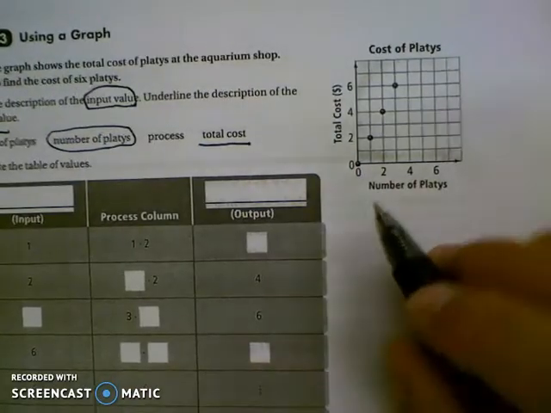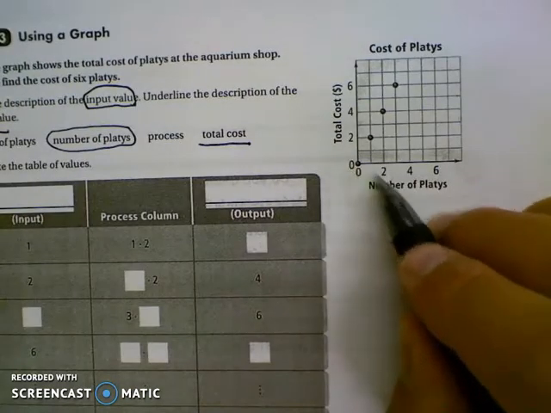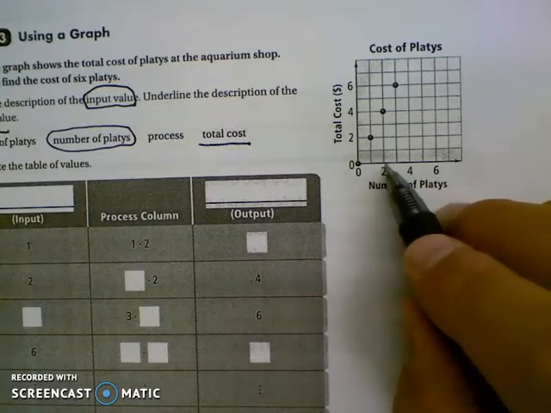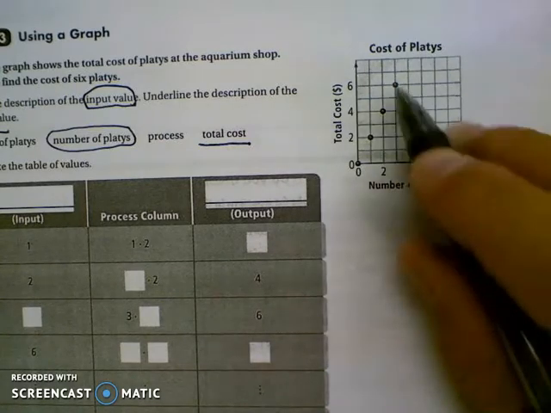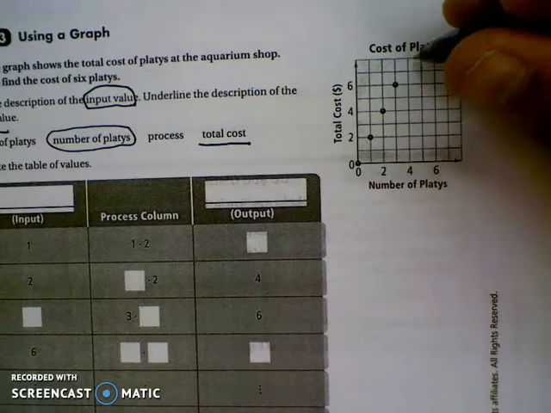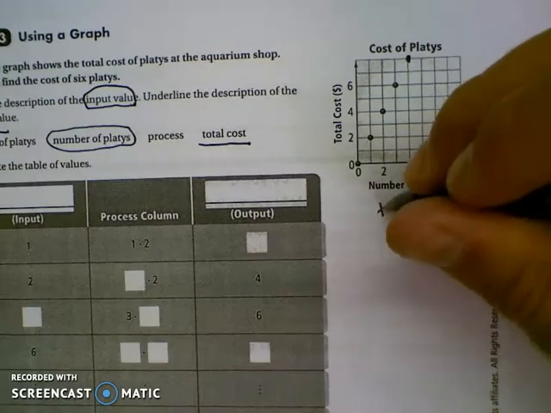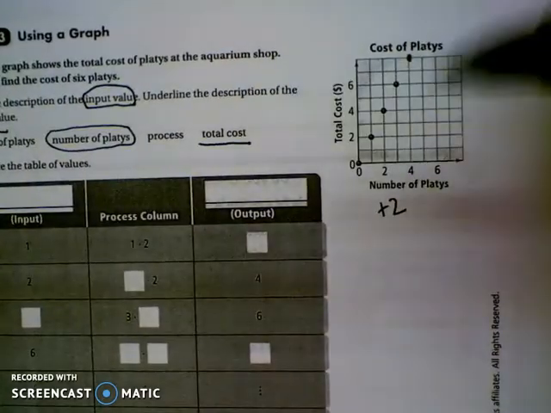So here we go. Number of plates. If there are 0 plates, the cost is 0. If there's 1 plate, it's $2. 2 plates, $4. 3 plates, $6. So you can see the pattern. 4 is 8. It goes up by 2 each time. So we're plussing 2. Basically, it's $2 per plate.